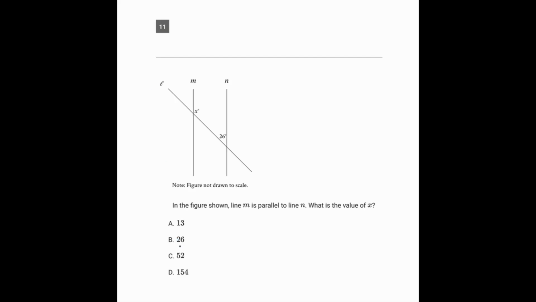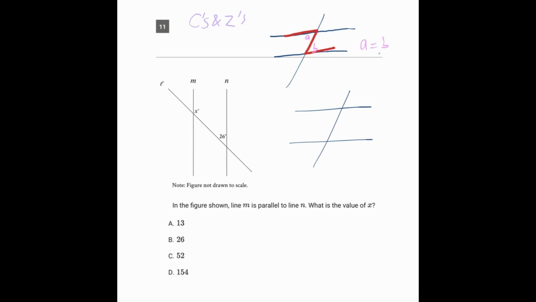Now going to question number 11, here we're being asked about our knowledge of parallel lines. And if you have 2 parallel lines connected by a transversal, you should look out for C's and Z's. And here's what I mean by that. If your two angles form the elbows of a Z shape or a backward Z shape, so for instance here, angle A and angle B, then those two angles are going to be equal, congruent, equal in measure. By the way, those are called alternate interior angles if you're in geometry class.